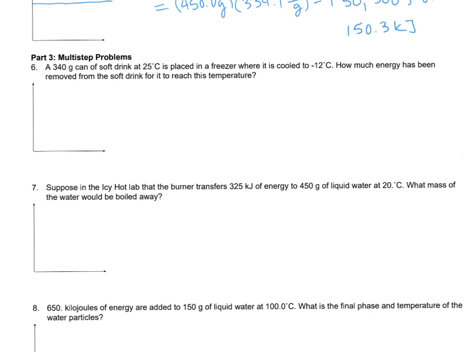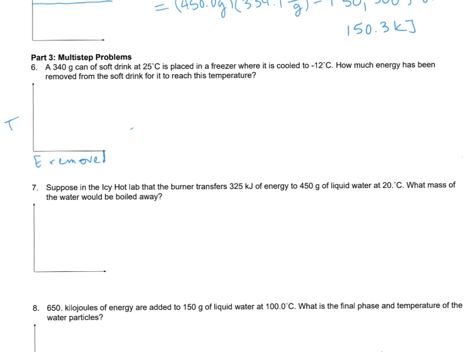So for this problem, a 340-gram can of soft drink at 25 degrees Celsius is placed in a freezer where it's cooled to negative 12 degrees Celsius. How much energy has been removed from the soft drink for it to reach this temperature? So energy removed, I know this is going to be a cooling curve. And then we have the temperature. And before I do the specific part that I'm looking at, I'm going to draw a complete cooling curve.